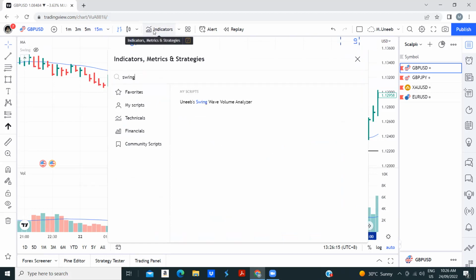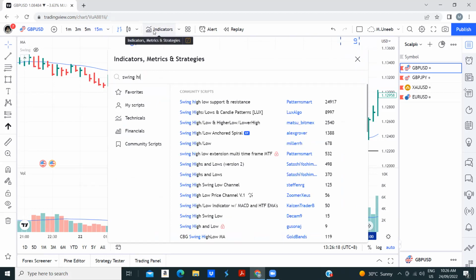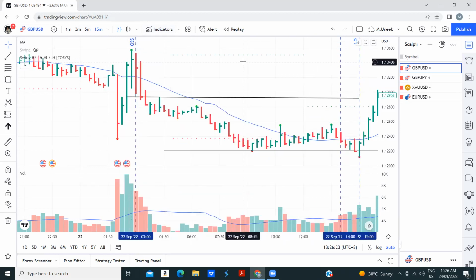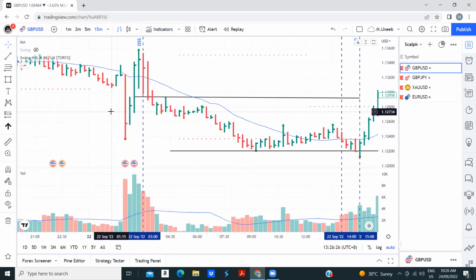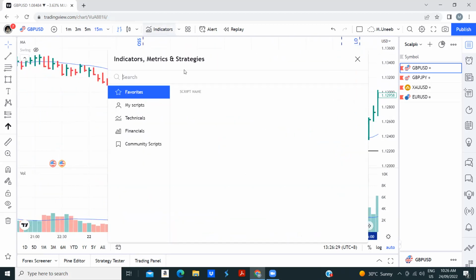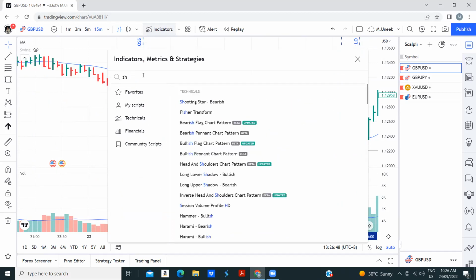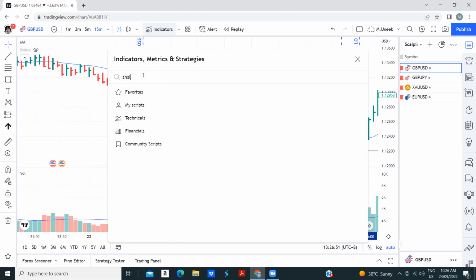Okay, let's see if we have a swing high. This is a swing high, you can see. This one is not clear. Which indicator do you use for the swing high and swing low? What's the name of the indicator? Wait, give me a second. SHSL LB02, version 2. This one? Yeah.